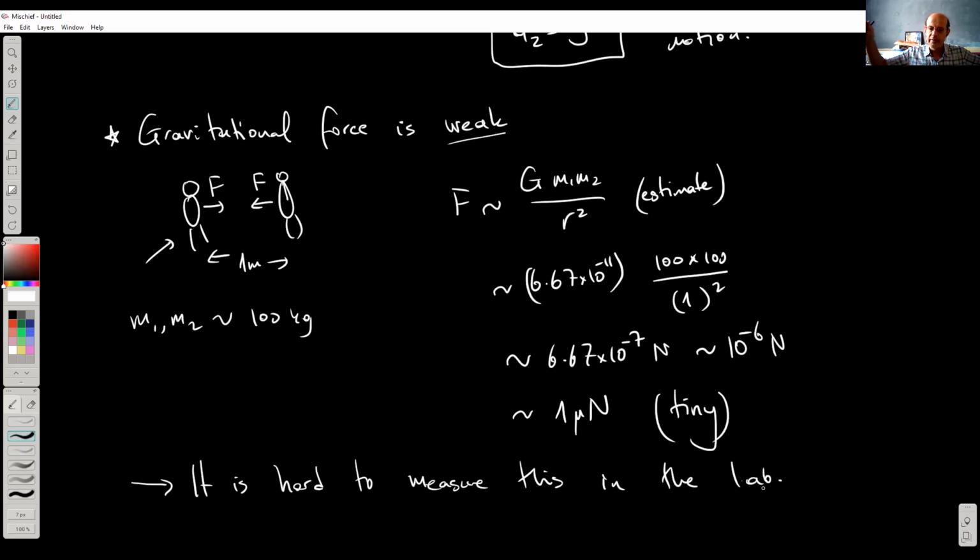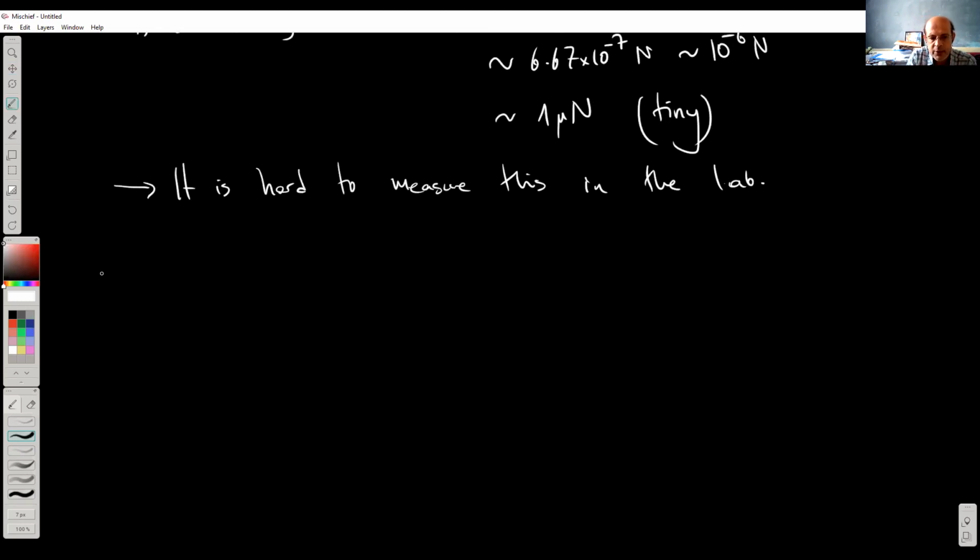So, in the lab, we cannot have huge masses. We can have perhaps a 1 ton mass or 10 tons of mass, but not larger. In all of these cases, whatever the masses are, the forces are always tiny, right? So as a result, it's always a challenge to measure these kinds of forces. Okay, so this is called the Cavendish experiment.